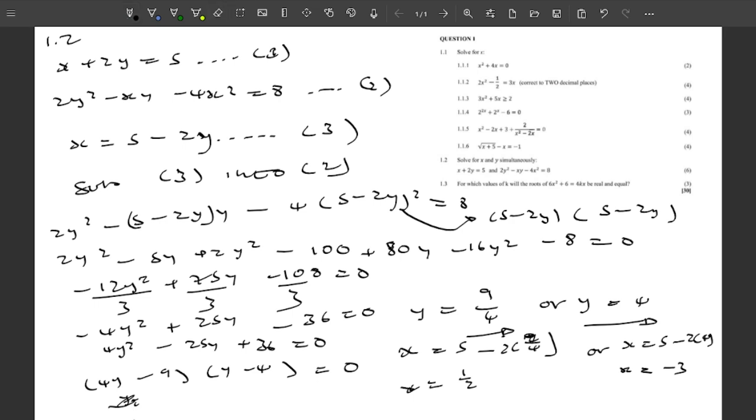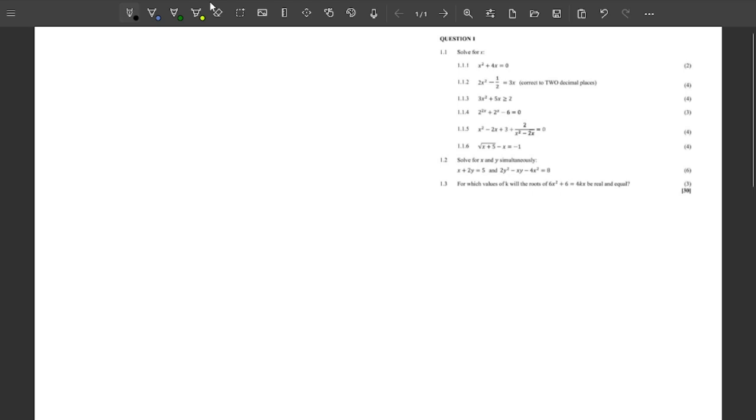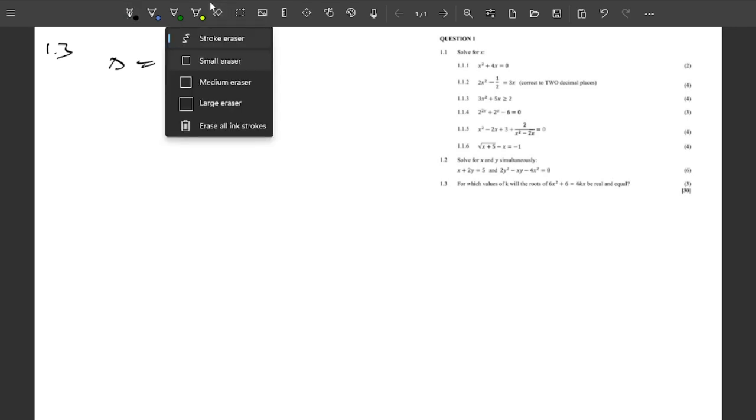Now we're going to move to our last one, which is 1.3. This one says, for which values of k will the roots of 6x squared plus 6 is equal to 4kx be real and equal. In this sense, you use the discriminant in order to solve this one. For those who need to be reminded, it's this equation here. It's not plus, it's a minus.